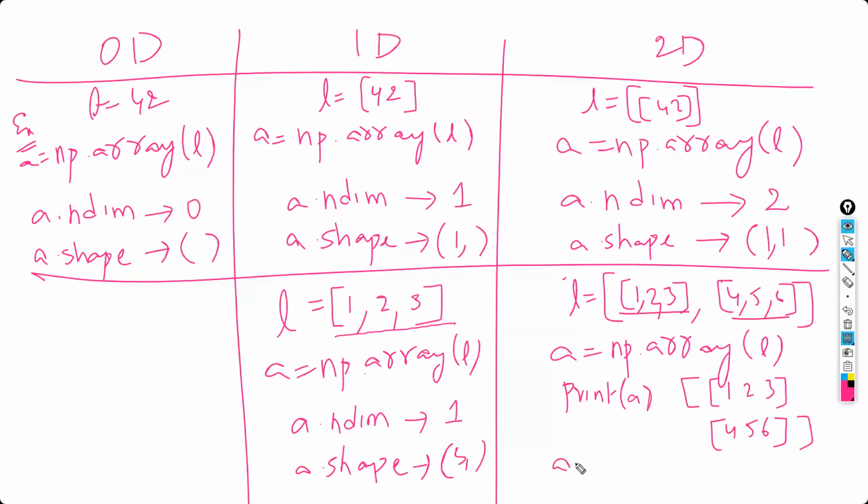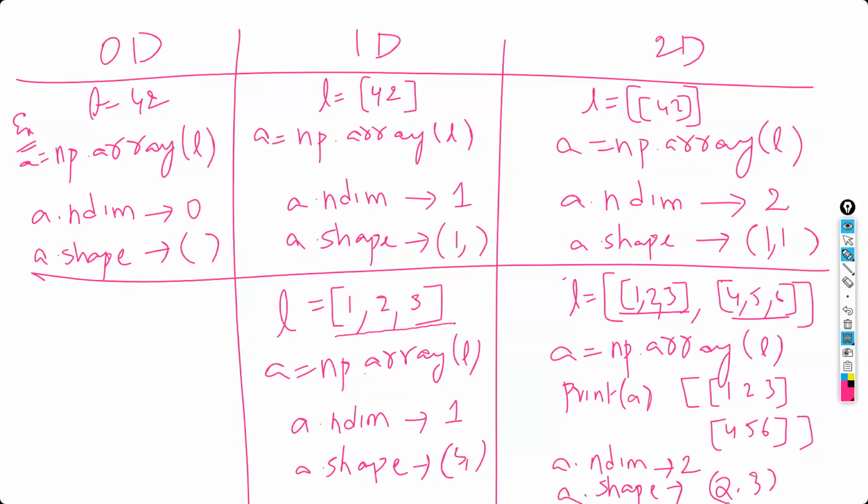Now, if you ask a.ndim, it is 2. Now, if you ask a.shape, it means how many rows are there? 2 rows are there. And how many columns are there? 3 columns. It is going to give 2, 3.